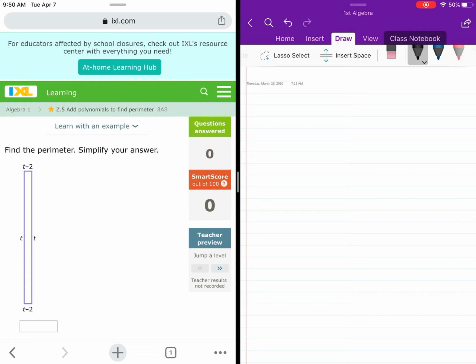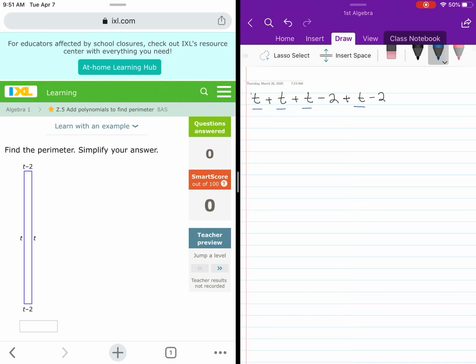So this is what I have. I have a T. So I'm looking at all the sides, I'm adding them all up. I have T plus, and then the opposite side of that, T, and then plus, and then the top and the bottom, which is T minus 2 for the top, plus T minus 2 for the bottom. So here I have all of this together. How many T's do I have in total? So I have 1, 2, 3, 4 T's.